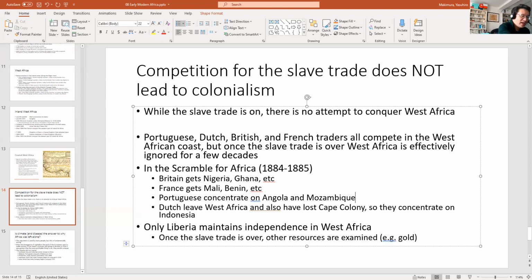Now, what happens is that the freed slaves from the Americas become the new elite in Liberia, and they don't directly enslave them, but they treat the locals pretty harshly. You would think that because of the experience that you had, you would treat the locals more nicely, but no, that's not what happens. So Liberia is the only country that remains independent, and everybody else gets colonized in West Africa.